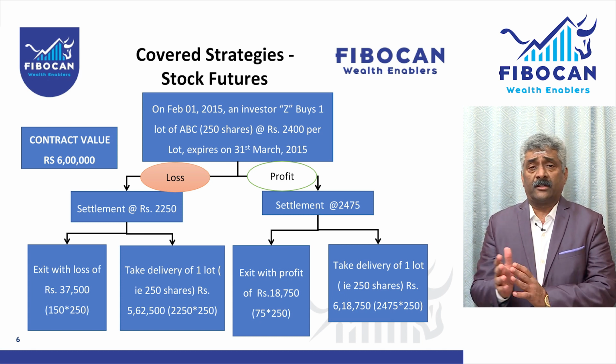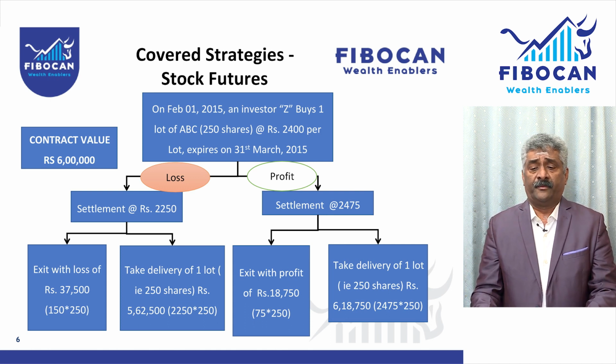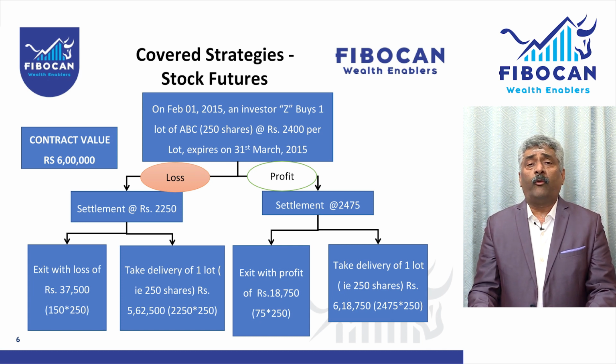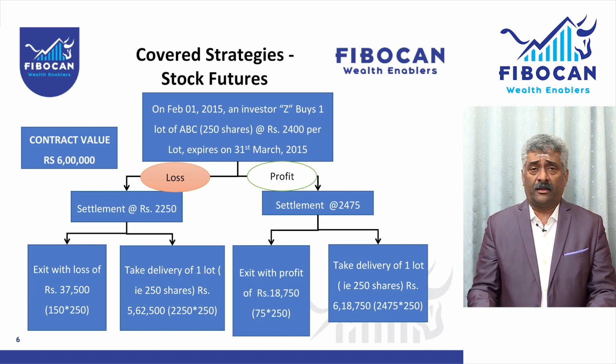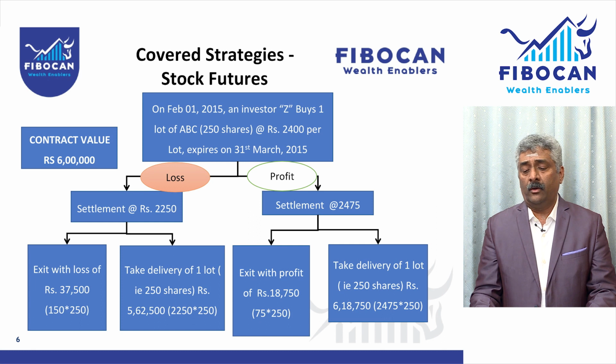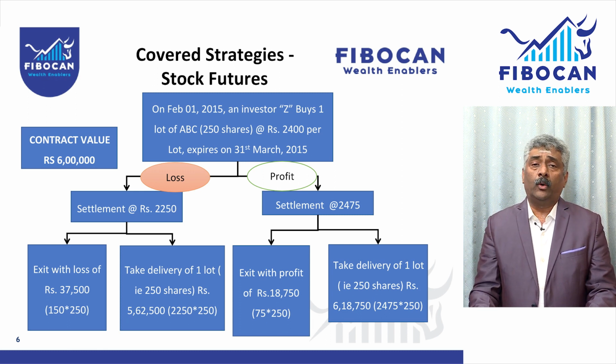Assuming that another person on the same day had incurred a profit. Assuming that this same transaction ended in a profit. So 2475. Okay, assuming that instead of loss, it had closed at 2475 on settlement day, that is on 31st March 2015. So what she could have done? She could have exited. Of course, she has to exit with profit. No choice on that. 18,750 is the profit in futures. How? 75 rupees, 2,475 minus 2,400, on the right hand side you can see, into 250. That is the profit. No choice on that.